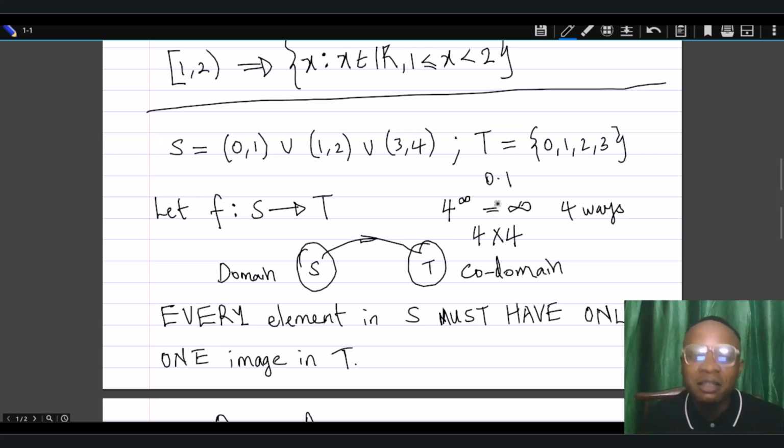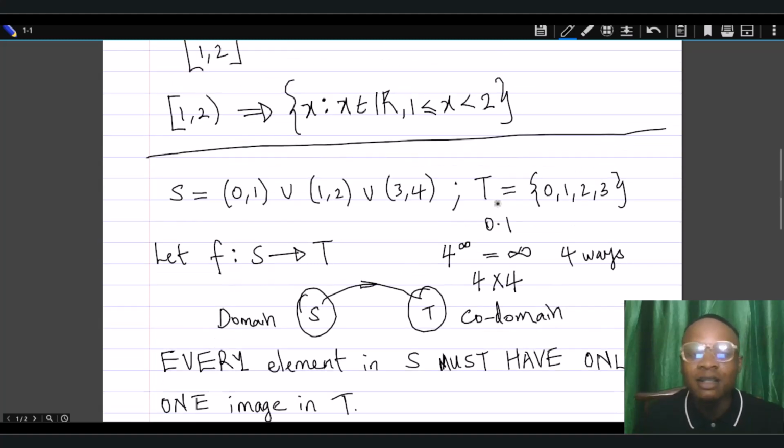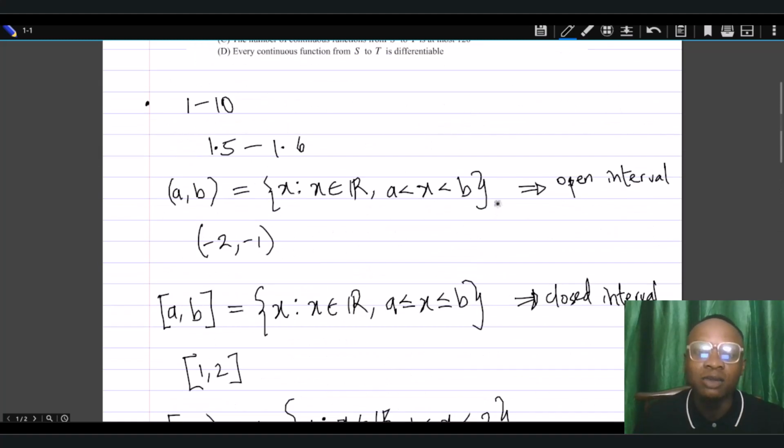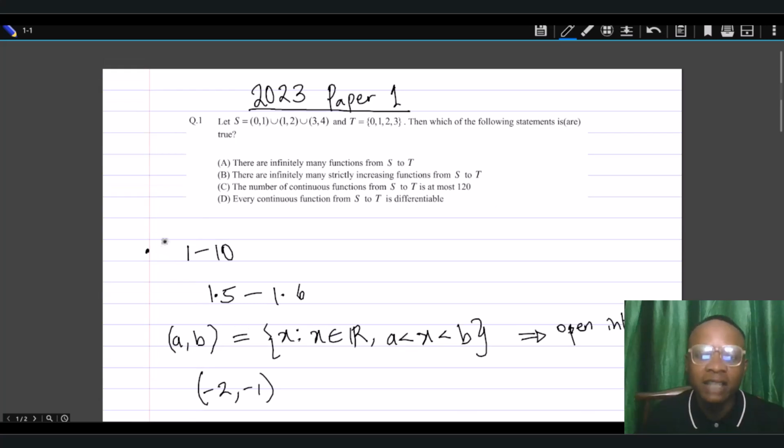So there are infinitely many possibilities of the function that you can get going from S to T. So there are infinitely many functions from S to T. This is correct. All right. So we're done with option A. Now moving on to option B.